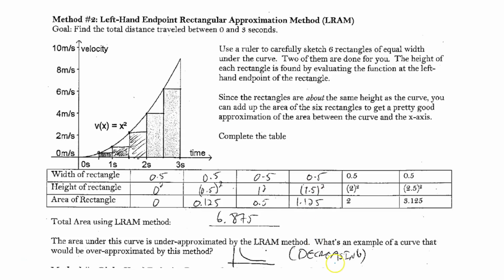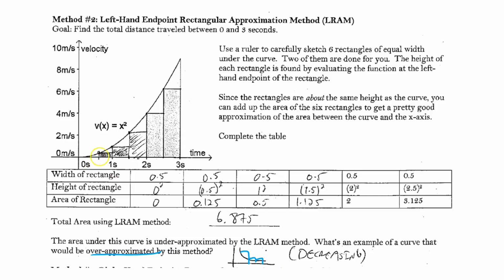Next, we have left hand. Left hand should be too small, right? Notice it's a lot smaller than our MRAM was. It's an increasing function, so LRAM should be an underestimate. An over approximation would be something that's a decreasing function, right? Because I'm going to be getting too much.